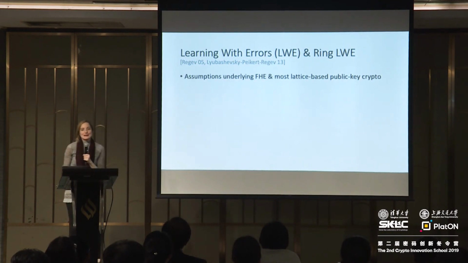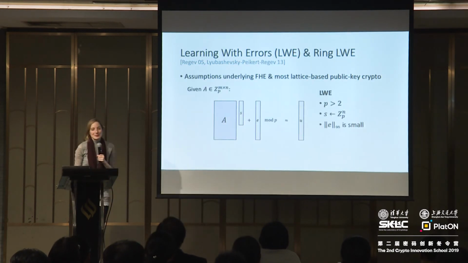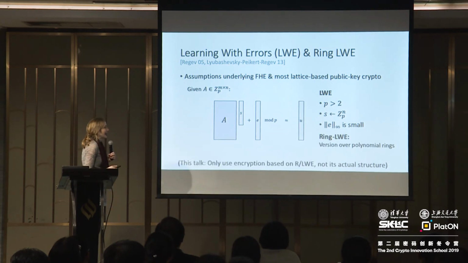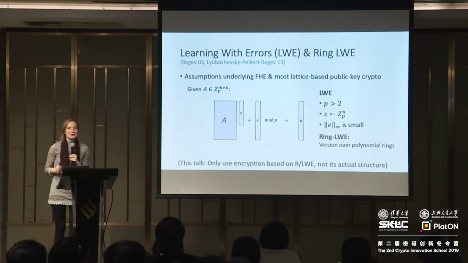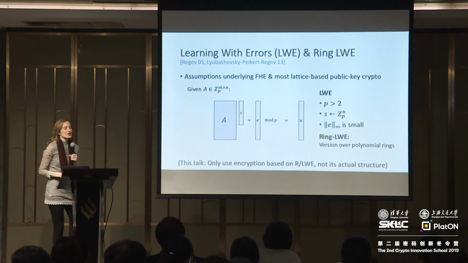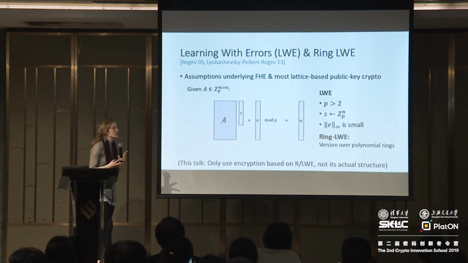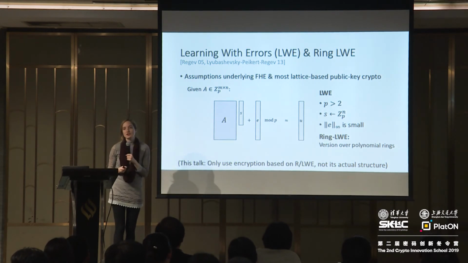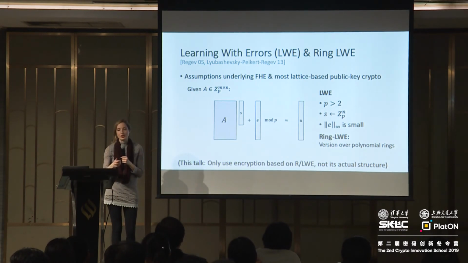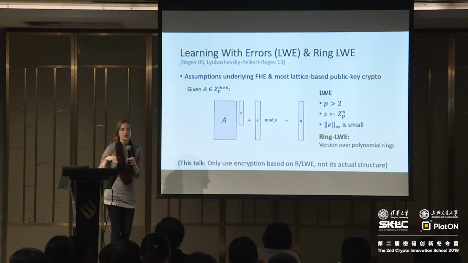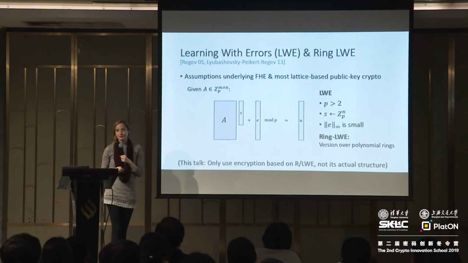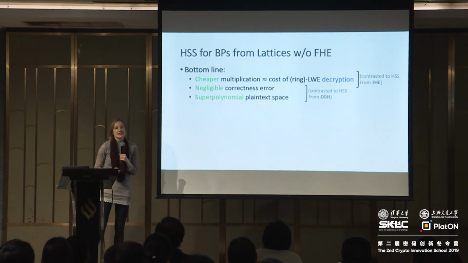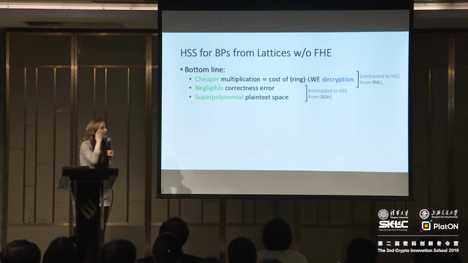I'm actually going to skip this slide, partly because you've been seeing it a few times today, I would say, and also partly because I'm not actually going to use it. So in this construction, we're using as a black box properties of encryption schemes that are known to be based on learning with errors. We won't actually look at the structure of it itself.